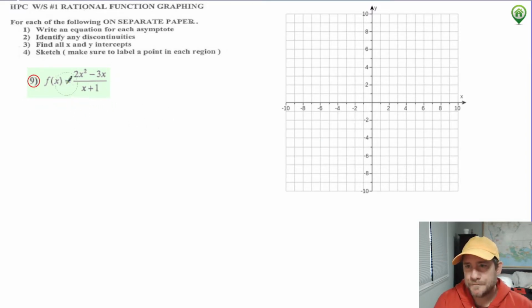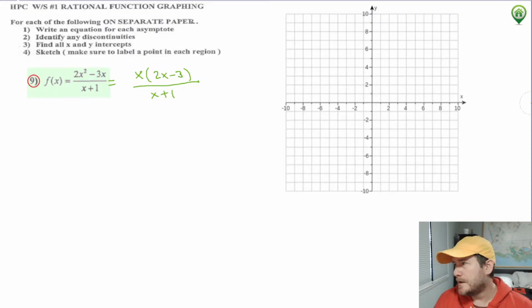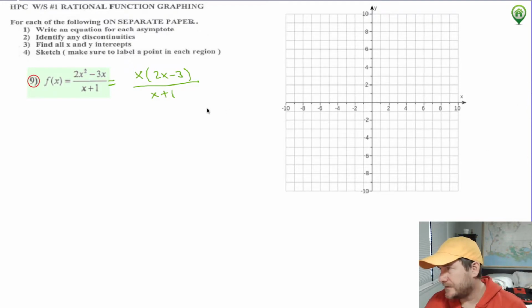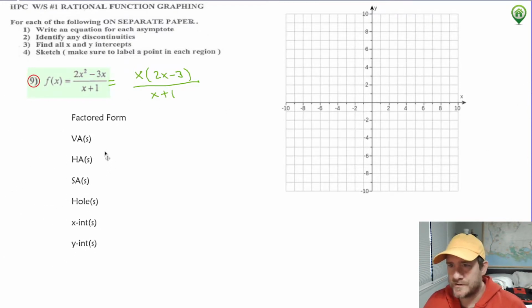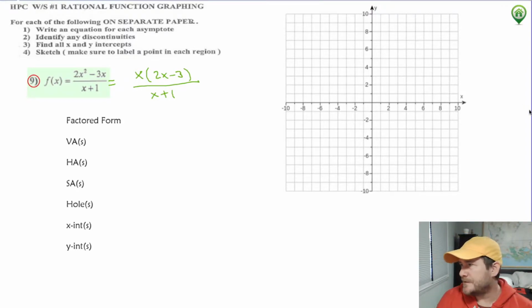All right, look in here. I know my first step is factor. So out pops an x, and I get x and 2x minus 3. In the denominator, I just have an x plus 1. So I know a lot of stuff here already. This was easy to factor. No cubics or nothing like that. So my factored form, check, I'm already done.